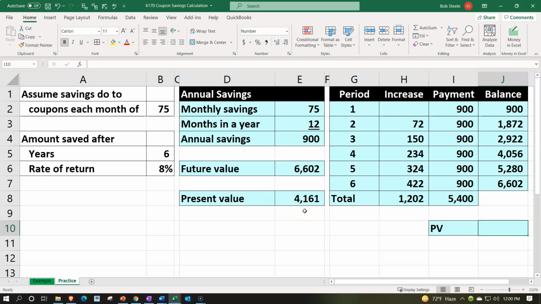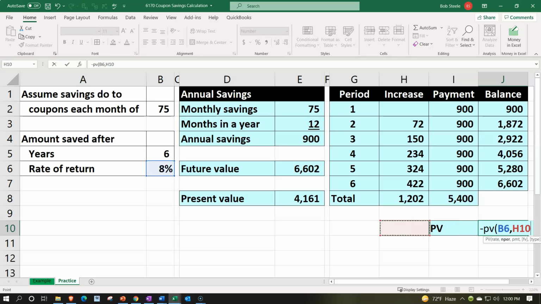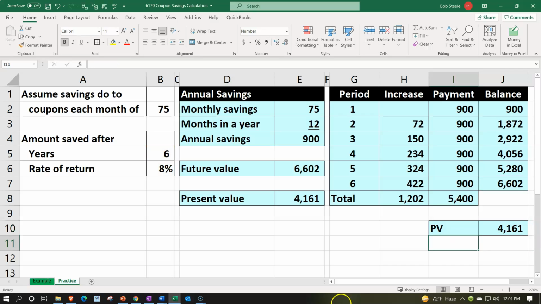4,161. So let's do a negative present value, shift 9, rate is going to be that 8%, comma, number of periods is going to be 6. So we got 6 periods and then comma, and then the payment, we don't have a payment because this is not an annuity, but present value of 1. So 2 commas, future value is that 6,602 and enter. And so there we have it. And we get back to that 4,161.